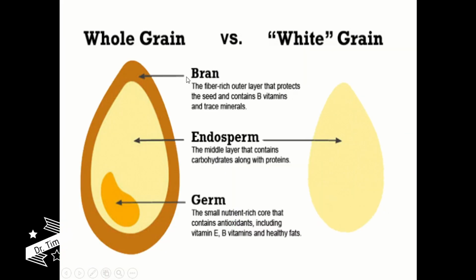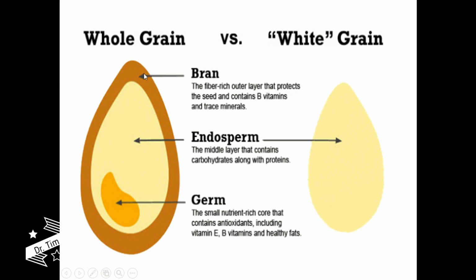So what are the differences between whole grain and white grain? For the whole grain, this diagram represents the whole grains. It contains three main parts: bran, endosperm, and germ. However, if you look at the white grain, it only contains endosperm. So this is what the refining process does to the whole grain.